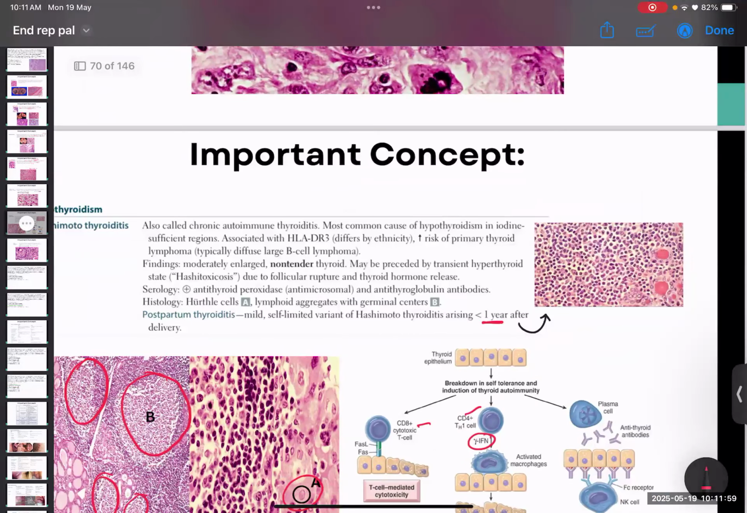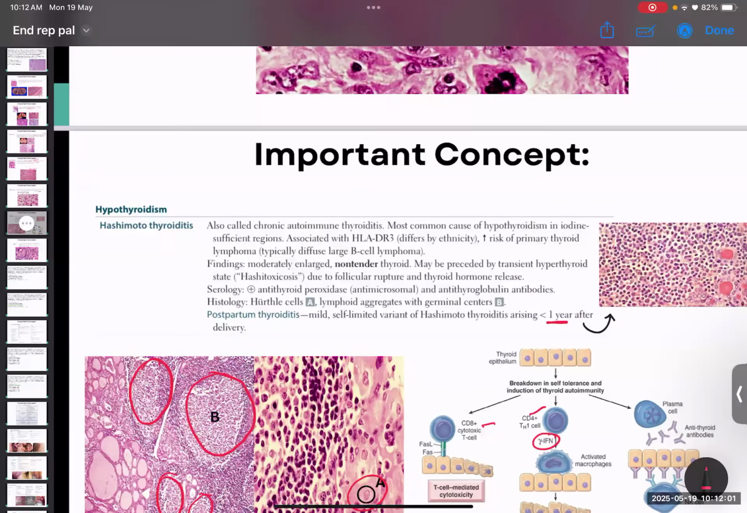And the thing about Hashimoto's is that even though it presents as a hypothyroid condition, this will start as hyperthyroidism because your antibodies are going to destroy these follicular cells, and when those follicular cells get destroyed, they're going to release a lot of T3 and T4. So you're going to have a transient hyperthyroid state called hashitoxicosis. Then that's going to be followed by a euthyroid state and then a hypothyroid state.